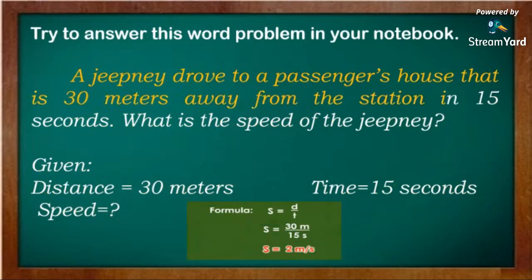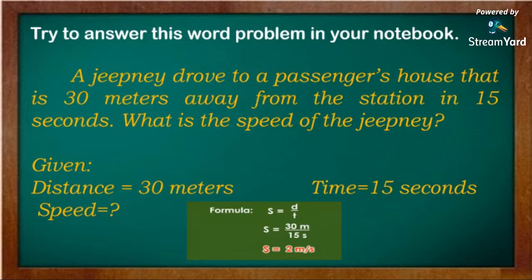So let us try to answer this word problem in your notebook. A jeepney drove to a passenger's house that is 30 meters away from the station in 15 seconds. What is the speed of the jeepney? So here are the given. Distance is given already. Time is given already.